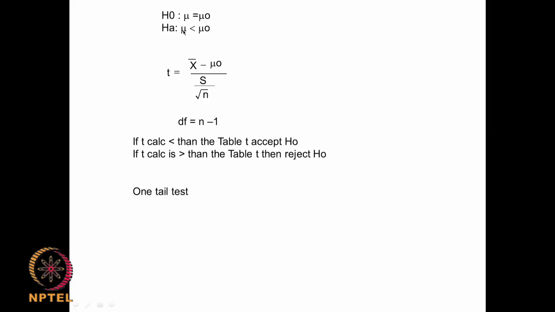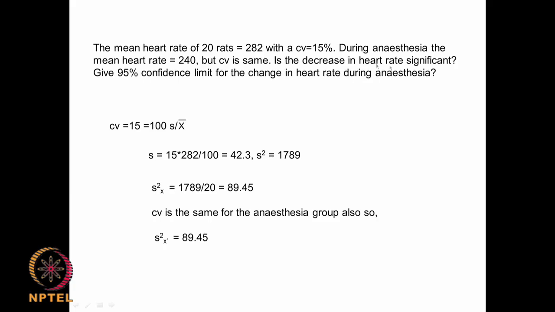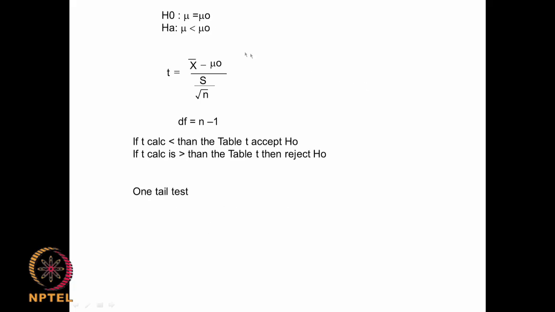In HA we say mu is less than mu naught. If you read the problem, decrease in heart rate. So we are saying mu is less than mu naught. So what do we do? We take our t equation: t is equal to x bar minus mu naught divided by s by square root of n. You remember this equation, right? t is equal to x bar minus mu naught divided by s by square root of n.